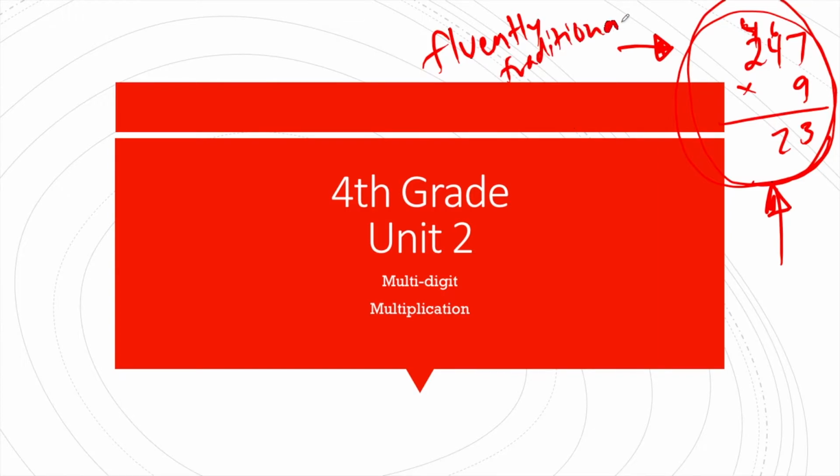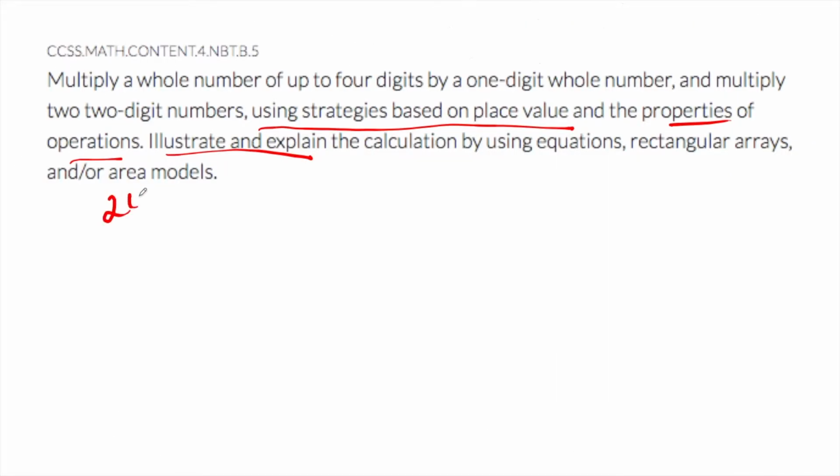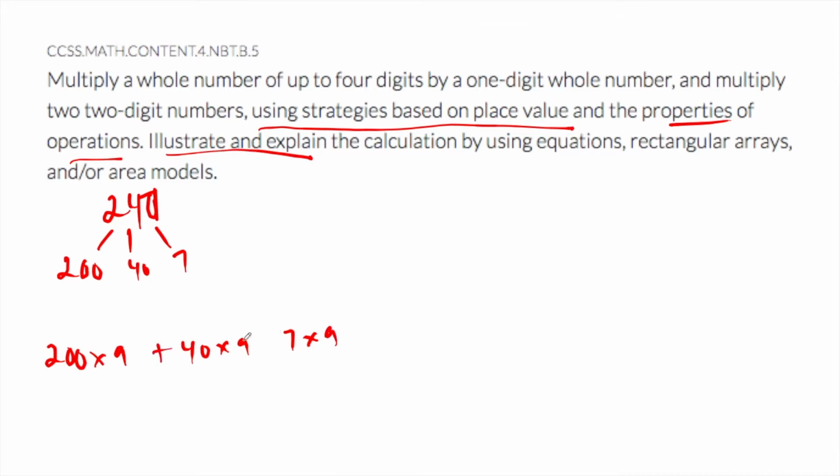And so what does it mean to use place value? Well, first of all, we would take that number 247, which is kind of hard, and we'd think of it instead as 200 plus 40 plus 7, because it's actually pretty easy to multiply 200 by 9 and 40 by 9 and 7 by 9. So this is using place value. And we can also think of this as the distributive property, because we're taking 247 and multiplying each piece of 247.